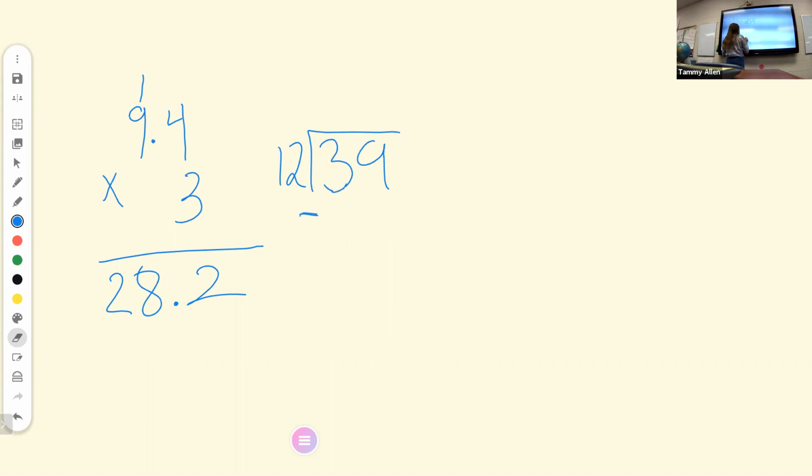So it goes in there, so 2 times, it goes in there 3 times. There you go. And 36. There you go. So instead of a remainder of 3, let's make it a fraction. You make it a fraction. Oh, good.